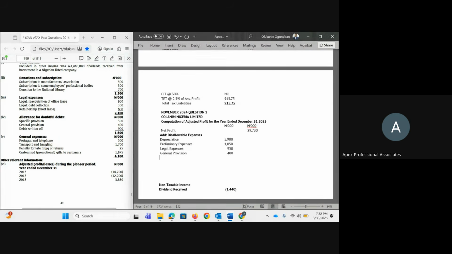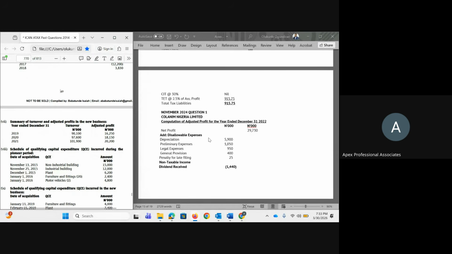Then postages and telephone is allowed. Transport and traveling is allowed. Penalty is disallowed, Abby. How much is that? 25. Then customized promotional gift is allowed. Good. So I think we're done. Sir, sorry, this long-term lease, is it allowed? It is allowed. All right.